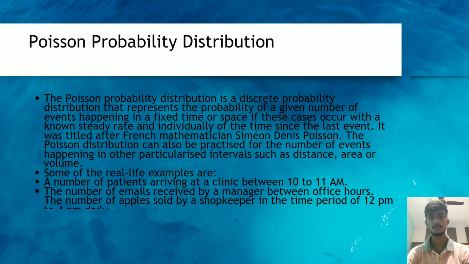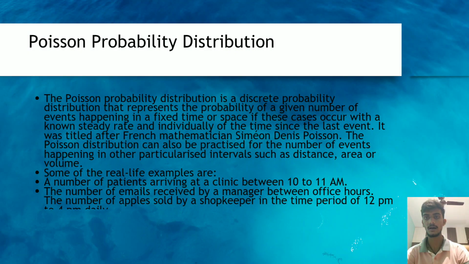The last topic is Poisson probability distribution. Poisson probability distribution is a discrete probability distribution that represents the probability of a given number of events happening in a fixed time or space, if these events occur at a known steady rate and independently of the time since the last event. It is named after the French mathematician Simeon Denis Poisson. The Poisson distribution can also be used for the number of events in particular intervals, such as distance, areas or volumes.